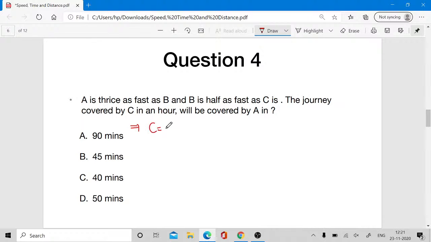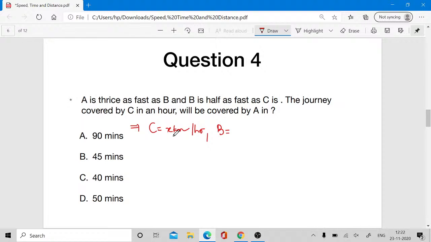So let me substitute the speed of C as x kilometer per hour. What will be the speed of B? B is half as fast as C. That means if C's speed is 20, then what will B's speed be? Half of C, which is 10, right?